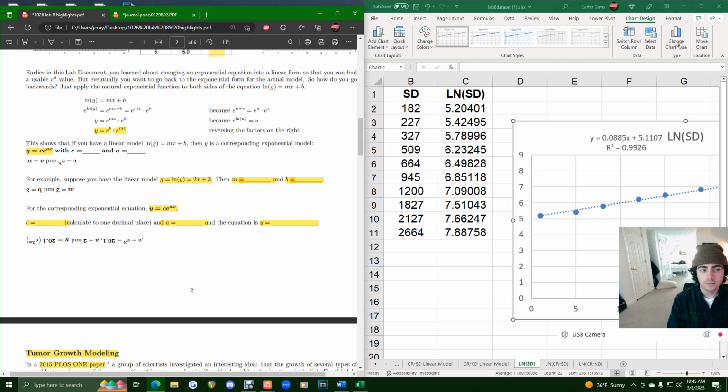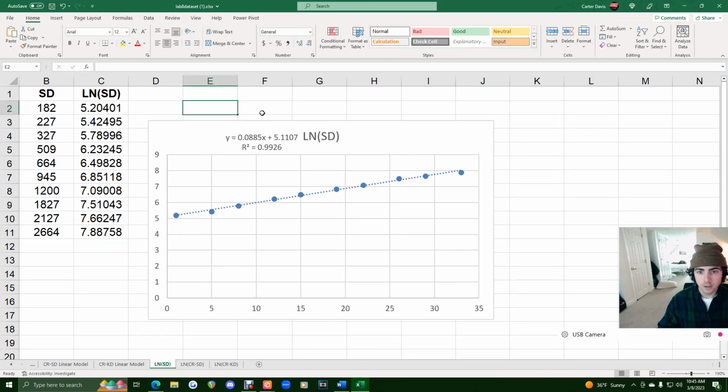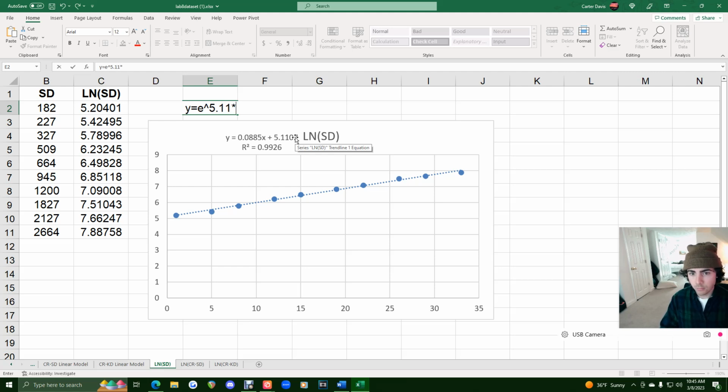So let me just type it out. It'll be easier as we go through it. So to convert this to an exponential curve, we are doing e raised to this b value. So I'll just type it like this. So like e raised to the power of 5.11, and then that is multiplied by the actual e raised to the power of 0.08. I might round that up actually. I don't think I did that the first time. So 0.09x. This is our exponential function.